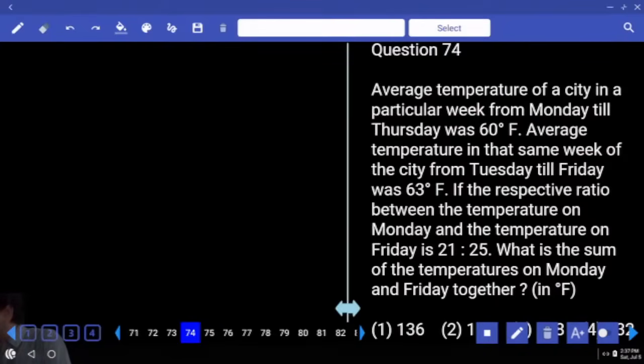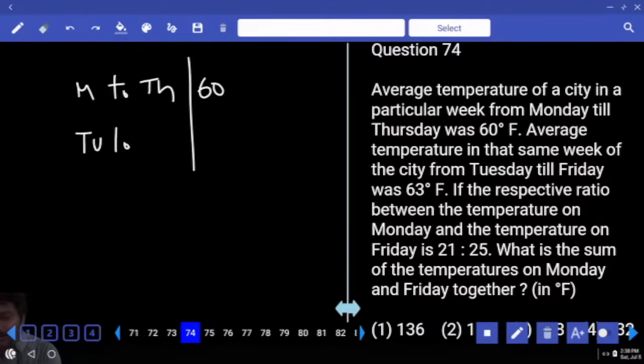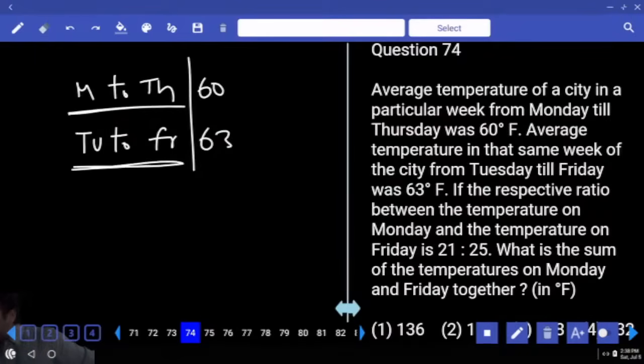I am writing just for the sake of your understanding. Remember, Monday to Thursday, average 60. Tuesday to Friday, average 63. Monday to Thursday, how many days? Tuesday to Friday? Okay. Monday to Thursday and Tuesday to Friday. Which days are common? Tuesday, Wednesday, Thursday. These 3 days are common, right? In the first case, which day is extra?